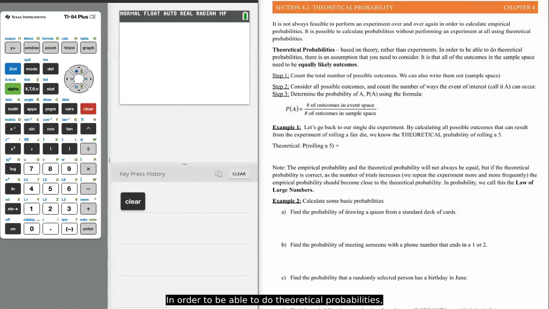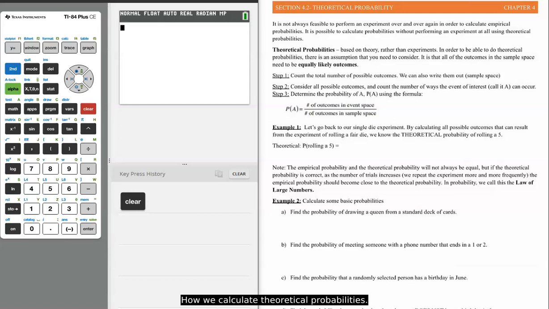In order to be able to do theoretical probabilities, there is an assumption that you need to consider. It is that all of the outcomes in the sample space need to be equally likely outcomes. So they all have the same chance of being, if the coin is flipped, there's a half chance that it lands on heads, half chance it lands on tails, so they're equally likely.